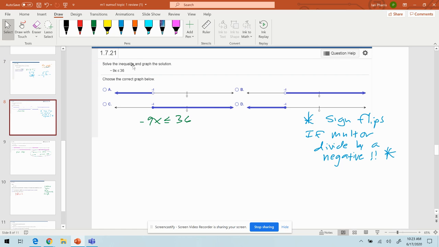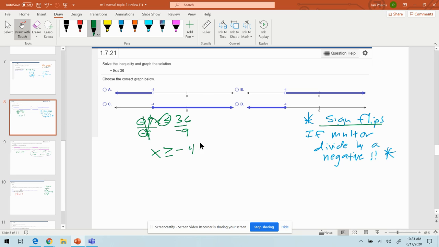Solve and graph this one, and this is where they try to trick you. Remember, if the sign is negative, if I divide by -9 on both sides, because I'm dividing by a negative, I have to flip this sign. That's the rule for inequalities. So x is going to be greater than or equal to -4 in this case, and then you guys can choose which one of the graphs match that one.